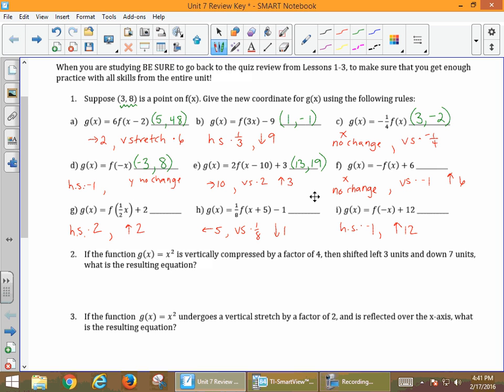For F, the x is no change, so it'll stay 3. And the y value, 8 times -1 is -8. And then it has to go up or add 6. -8 plus 6 is -2. For G, it says that we need a horizontal stretch times 2. So 3 times 2 is 6. And for my y coordinate, it says go up or add 2. 8 plus 2 is 10.